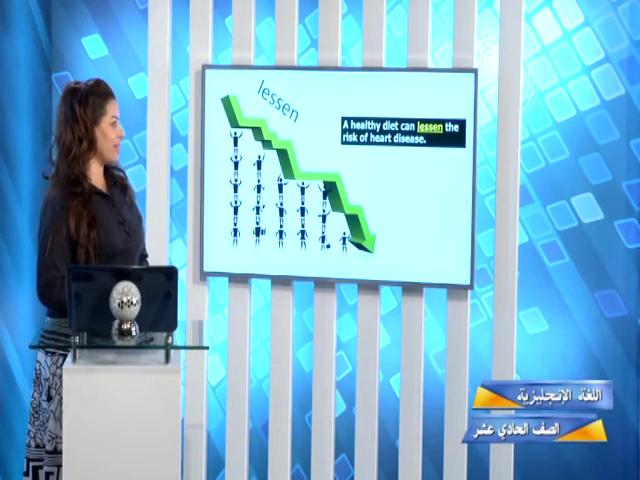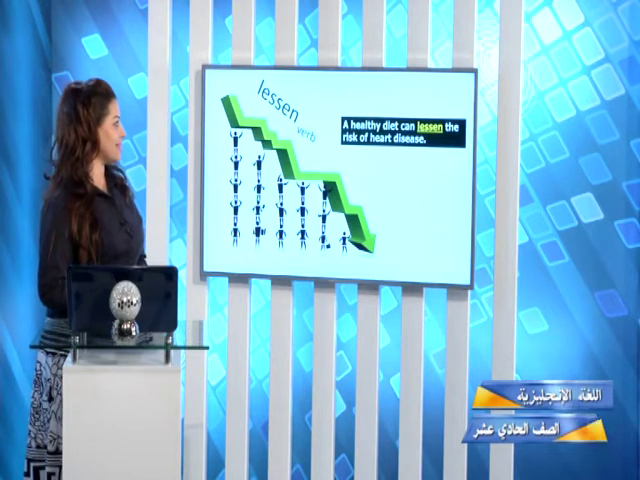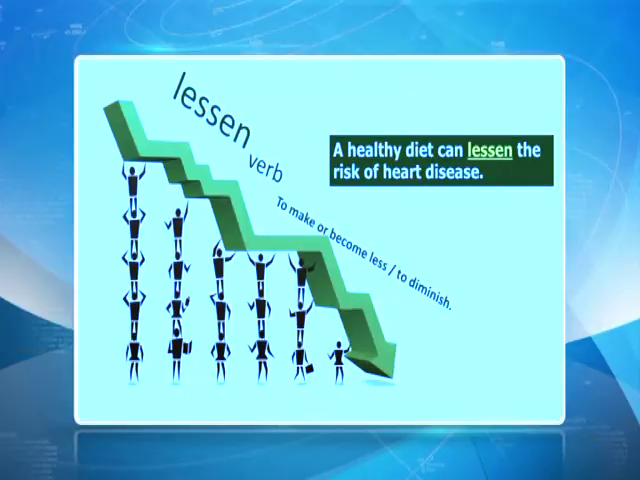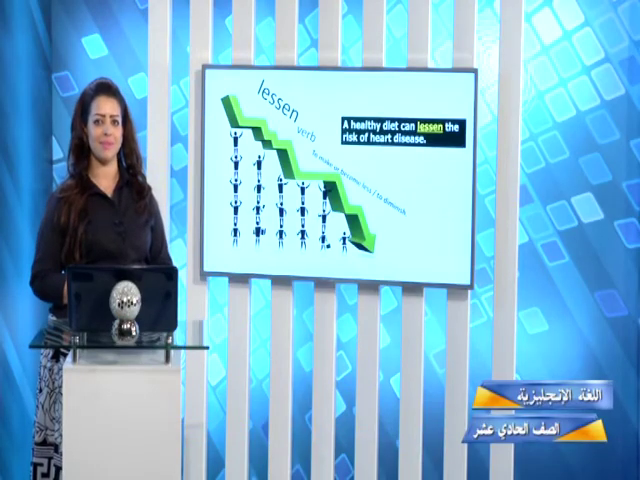Our next word is lessen. Lessen is a verb, to make or become less or to diminish. Pay attention, this is not the lesson that has O-N at the end. It has an E. There's a difference between them. This lessen means to become less. Let's read the sentence together. A healthy diet can lessen the risk of heart disease. So it's making it less.